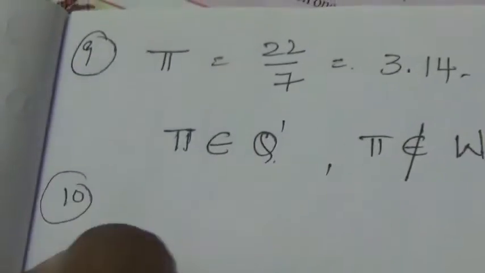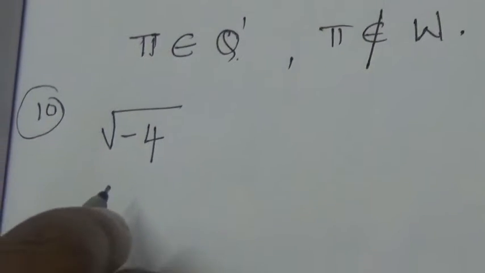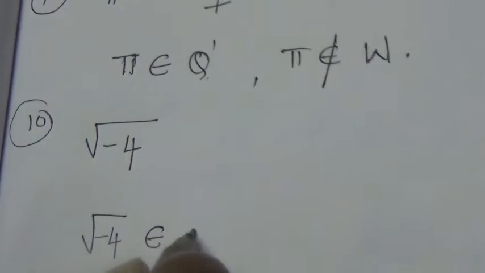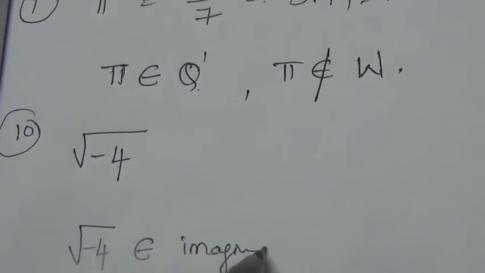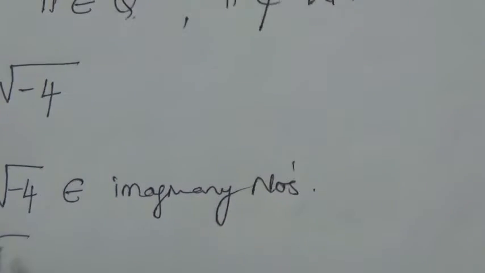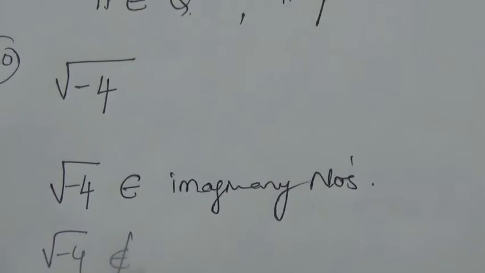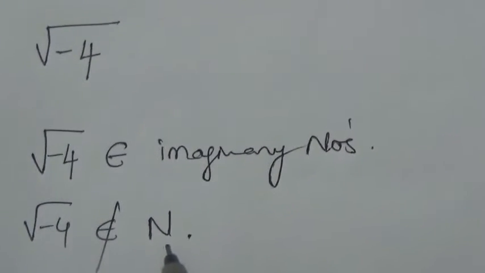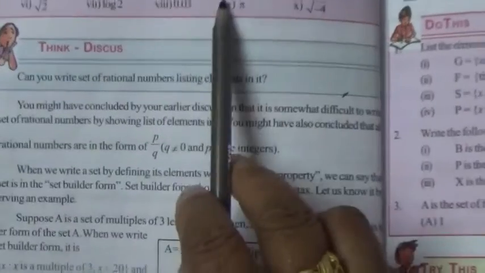So 10th sum, that is square root of minus 4. In the square roots, if there is a negative number, we call it an imaginary number. So square root of minus 4 belongs to imaginary numbers, and square root of minus 4 does not belong to natural numbers. Okay, here we completed the Do This.